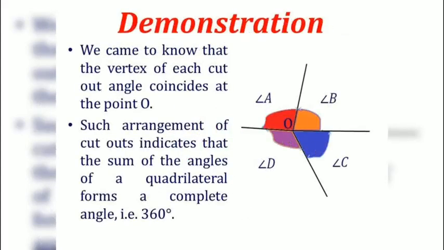Then demonstration. We came to know that the vertex of each cutout angle coincides at the point O. Such an arrangement of cutouts indicates that the sum of the angles of a quadrilateral forms a complete angle, that is 360 degrees.